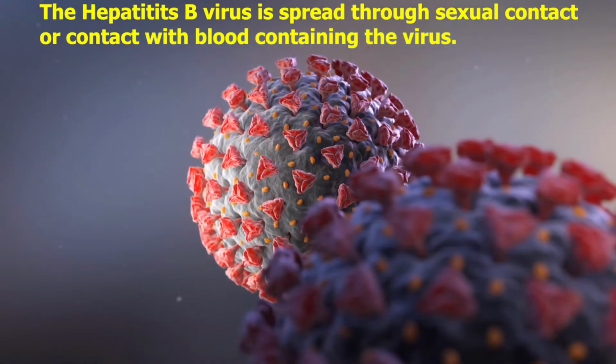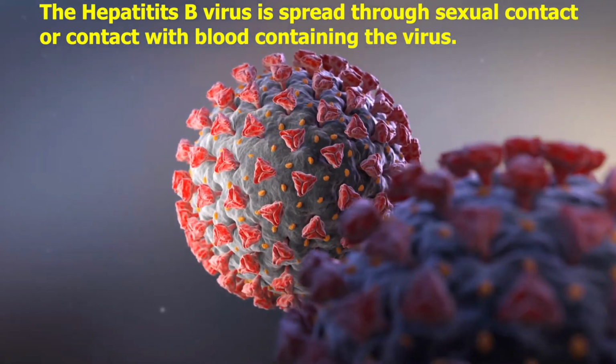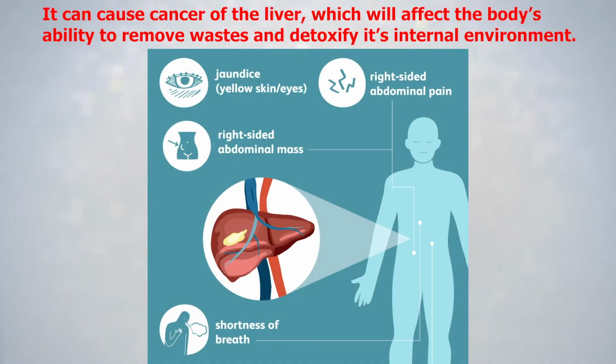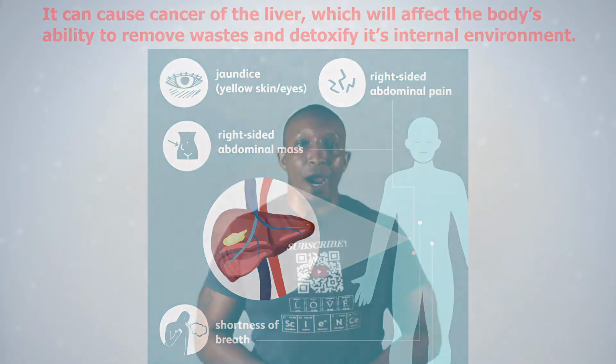The hepatitis B virus is spread through sexual contact or contact with blood containing the virus. It can cause cancer of the liver, which will affect the body's ability to remove waste and detoxify its internal environment. Now let's take a look at chemical carcinogens.